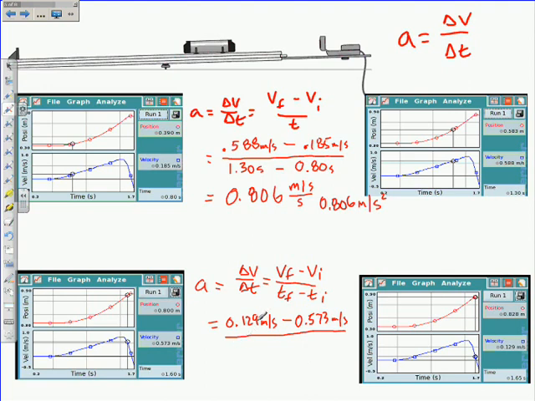Put that all over the time frame over which that occurs, t final. The final time during the frame that I picked, 1.65 seconds, minus the initial time, 1.60 seconds. So once again, go to my calculator, plug these numbers in, 0.129 minus 0.573 divided by 1.65 minus 1.60. Let me make sure that's right.